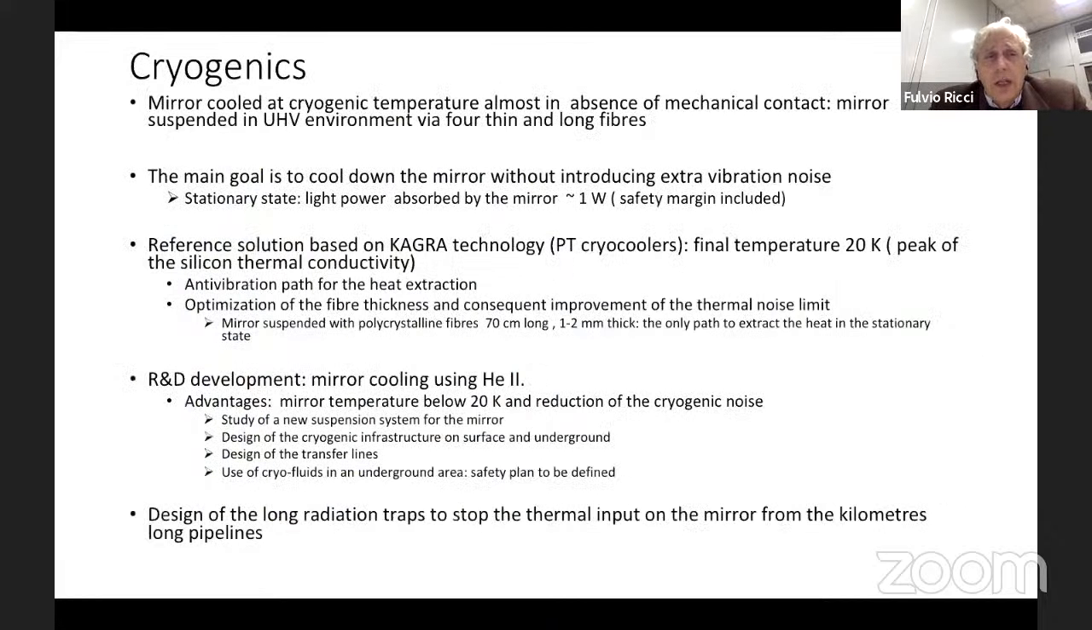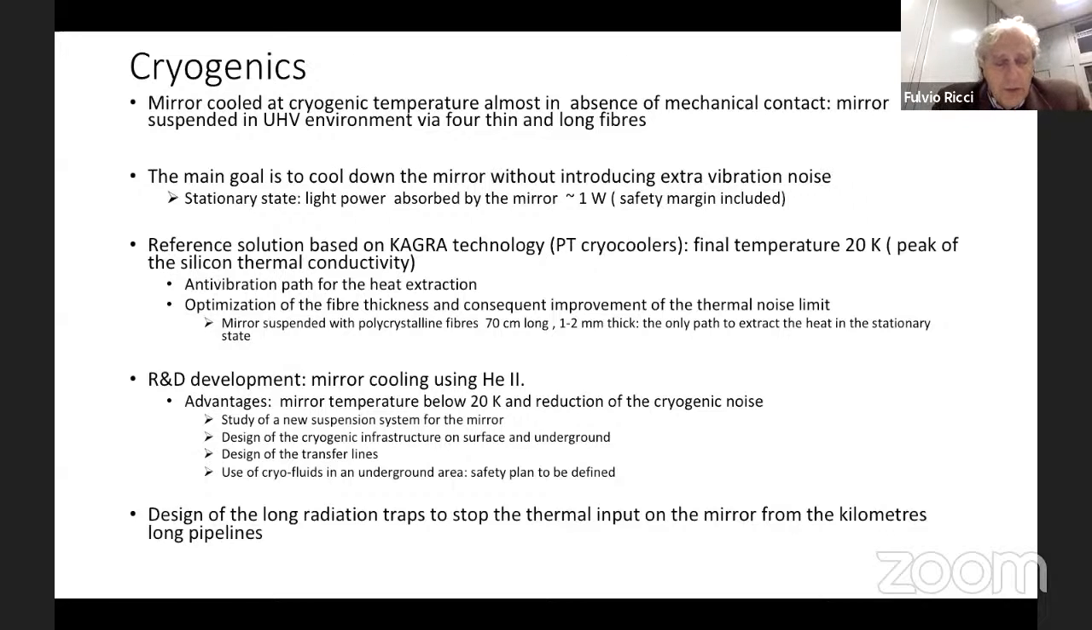For cryogenics, this is, as I said, a new issue for Virgo and LIGO, not new for KAGRA. The idea is to cool the mirror at cryogenic temperature, that means, at least at the beginning, in the range of 20 Kelvin. The difficulty is that we have to cool the mirror in practice without touching it.